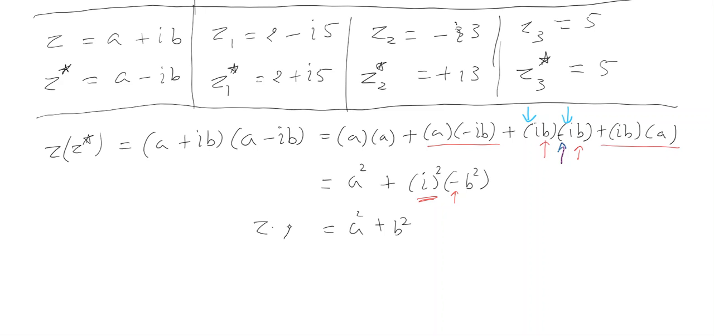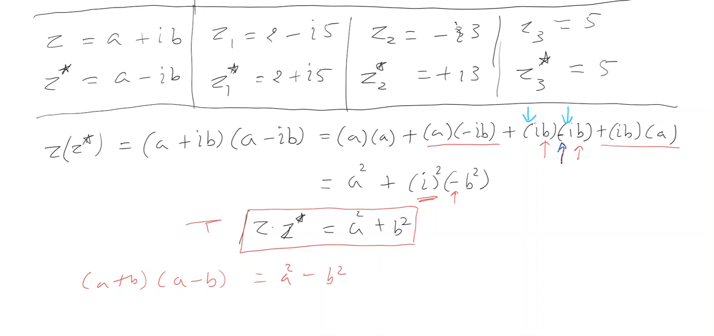So this is slightly different as compared to our normal multiplication of a plus b into a minus b. Suppose you have two numbers, a plus b multiplied with a minus b, what do we get? a square minus b square. But see here, z z star is a square plus b square because i square is minus 1. So that is one more difference when you are dealing with complex numbers. And this is all you are supposed to know for now about complex numbers.